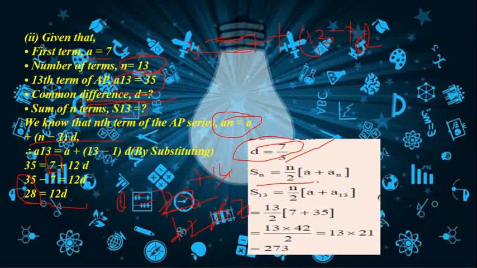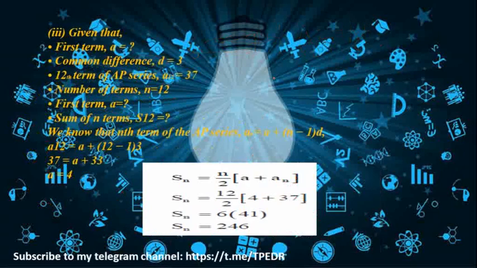Now as we know the formula for Sn, substitute these values in the formula. Substituting the values, we get S13 is equal to n by 2, that is 13 by 2, and a, that is 7, and a13, that is 35. Now 13 by 2 into 7 plus 35, that is 42, and 2 21s are 42. So 13 into 21, what is the answer? That is 273. So let's move to the next question.